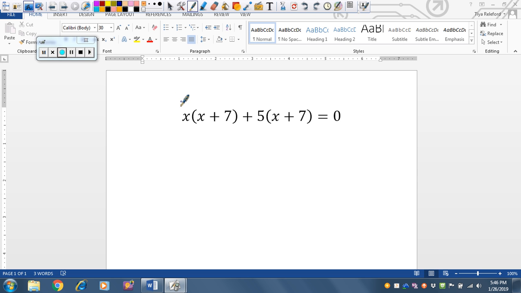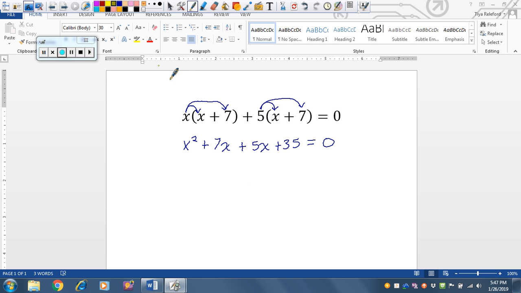So first, you've got to distribute and combine like terms. So we're going to distribute the x, and I know you already know this. Hang in there with me. And we're going to distribute the 5 and rewrite the whole thing. So x times x is x squared plus 7x plus 5 times x plus 5 times 7, and we still equal 0.